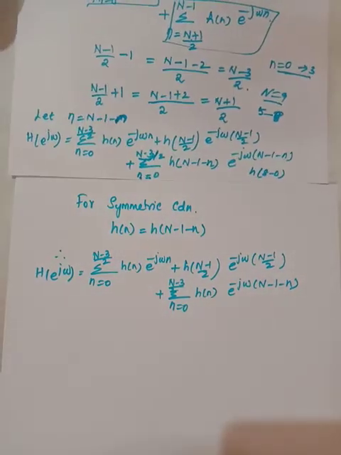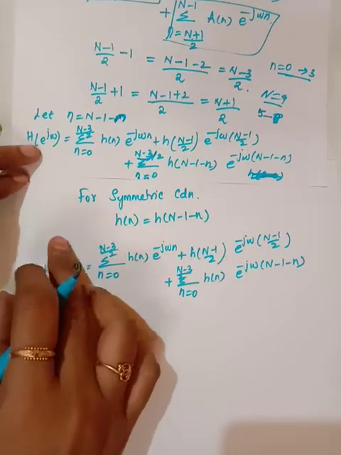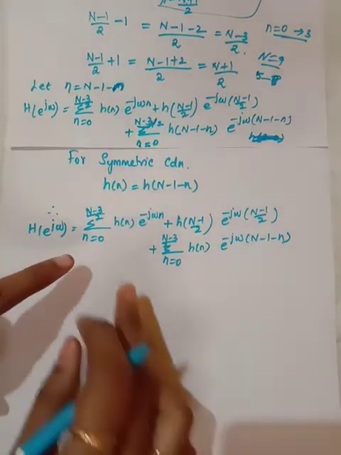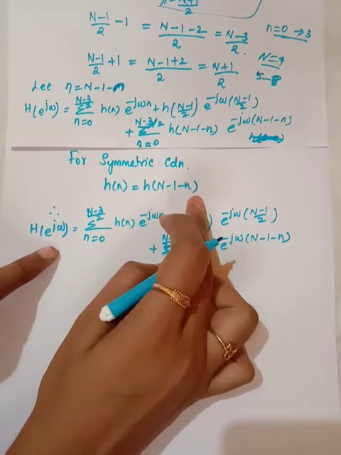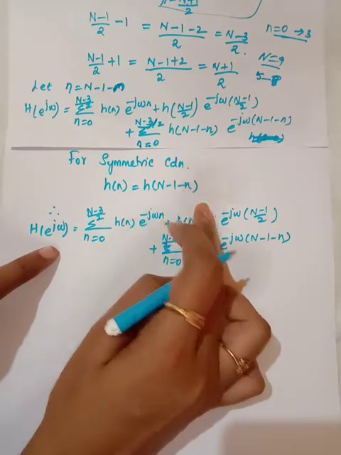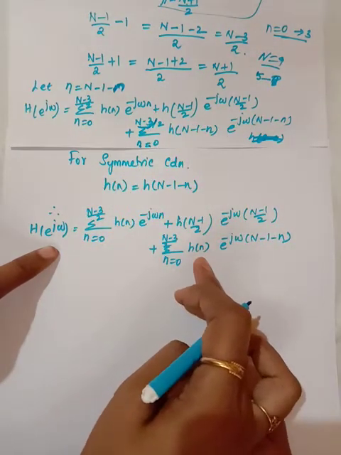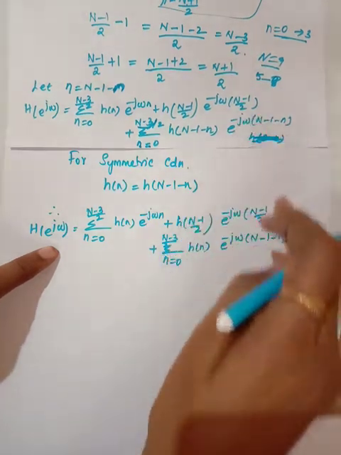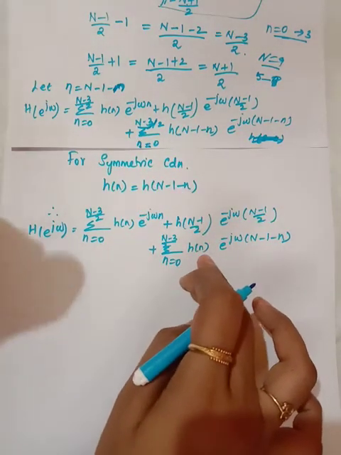Okay, so now what I am going to do is, after splitting this summation, I will erase this, otherwise you will get confused. After splitting this summation, I am going to apply the symmetry condition. We know that the symmetry condition is h of n is equal to h of n minus 1 minus 1. Instead of this h of n minus 1, I am going to replace it by h of n, so h of n e power minus j omega n minus 1. This won't change, right? Only the magnitude coefficient changes. So I am replacing this by h of n.